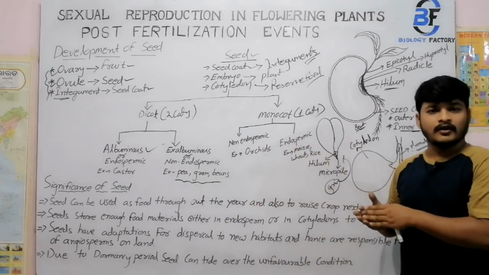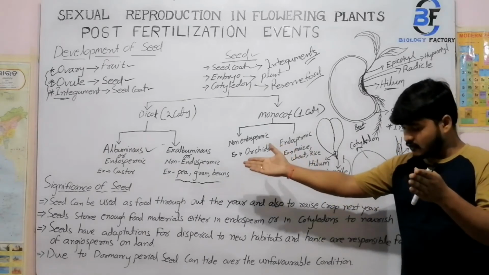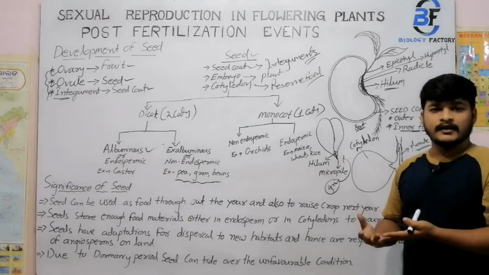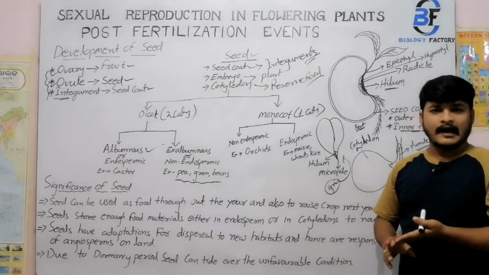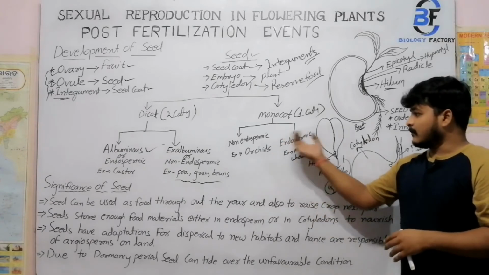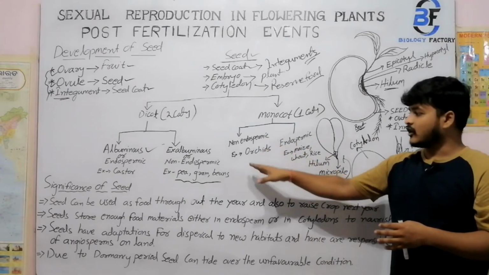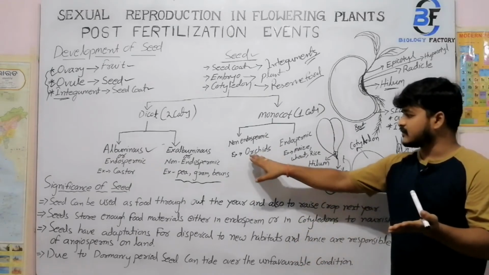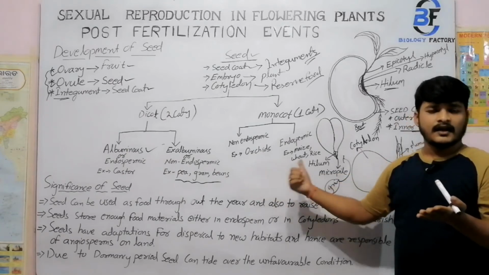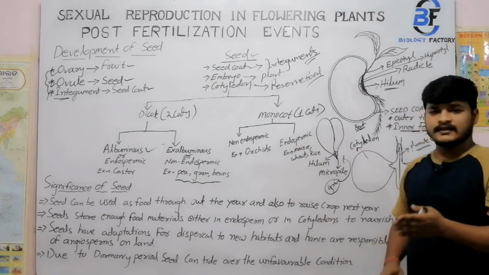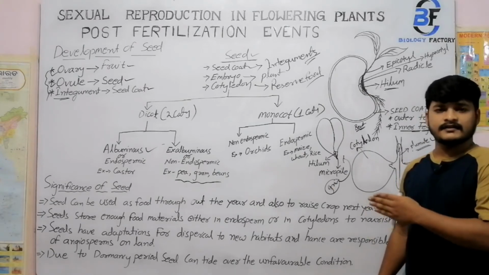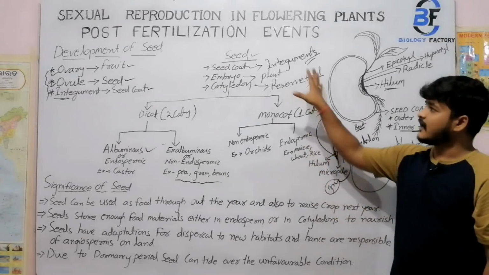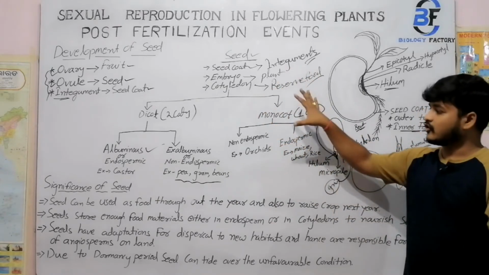In albuminous, I told you the example of castor, and in ex-albuminous, I told you the examples of most of the pulses, that means pea, gram, bean, etc. And monocot is again divided into two types. Non-endospermic consists of a thin papery structure, and the most common example is orchid. On the other hand, in the endospermic seed, the most common examples are cereals like rice, maize, wheat, etc. So these are the common differences and the total developmental structure of your seed.